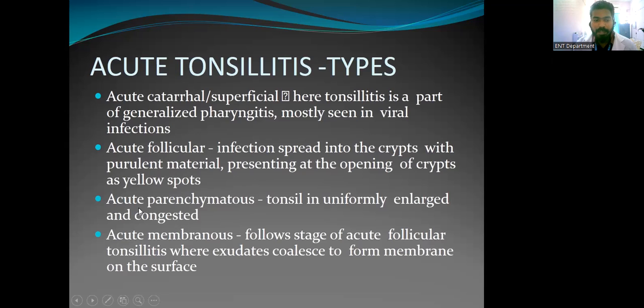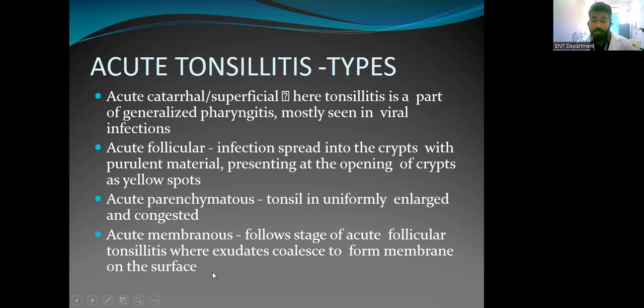Then acute parenchymatous tonsillitis. This is nothing but the whole of the parenchyma of the tonsil being involved. The tonsil is enlarged in such a way that the whole of the tonsillar parenchyma is infected. The tonsil is uniformly enlarged and congested. So when you see a patient with acute parenchymatous tonsillitis, you see uniform enlargement of the tonsil, and there is congestion that you can see.